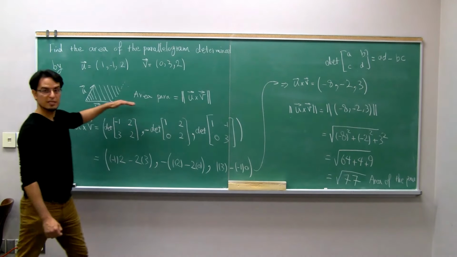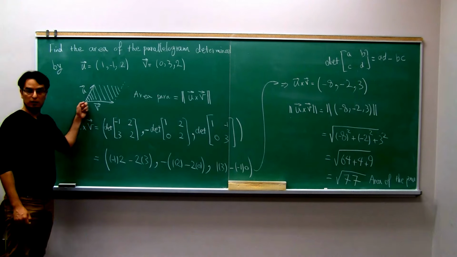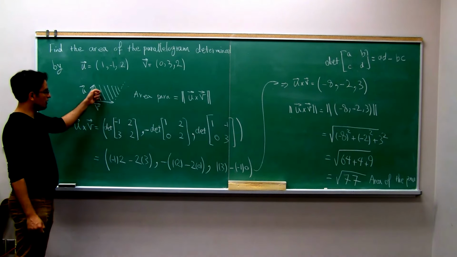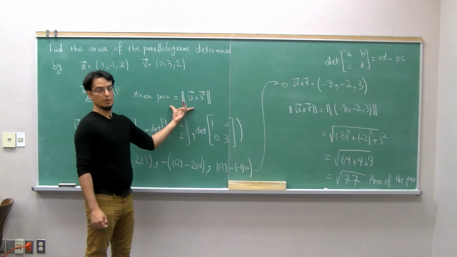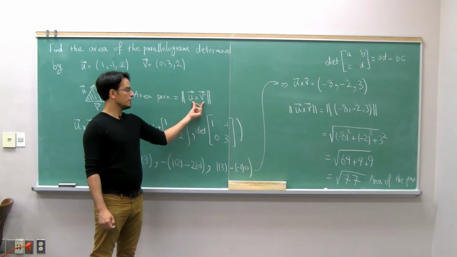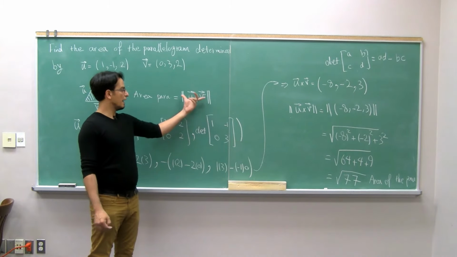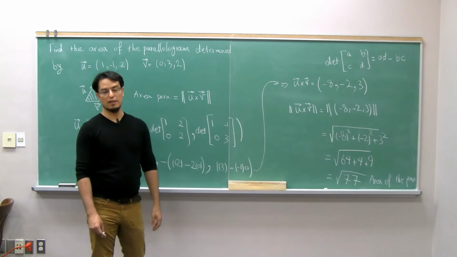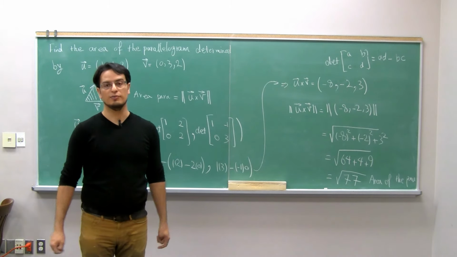Okay, just a very quick wrap up. If two vectors are given in R3, they form a parallelogram. The area of that parallelogram is given by this formula. You have to find U cross V, which is another vector, and then find the length of U cross V. That's the area of the parallelogram.